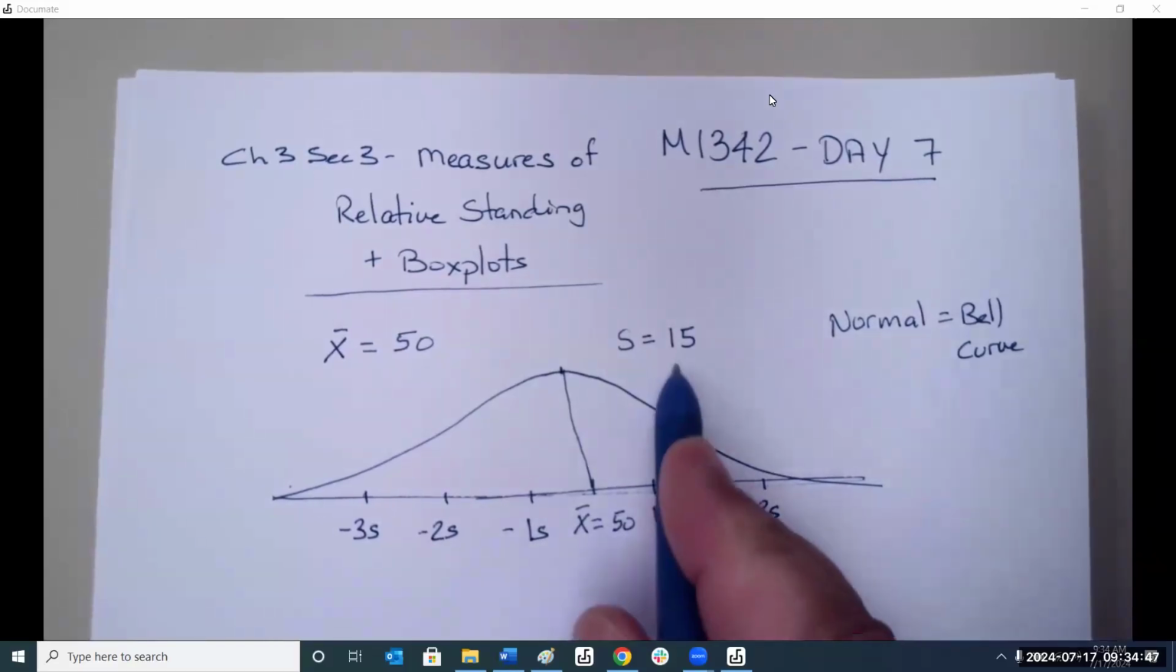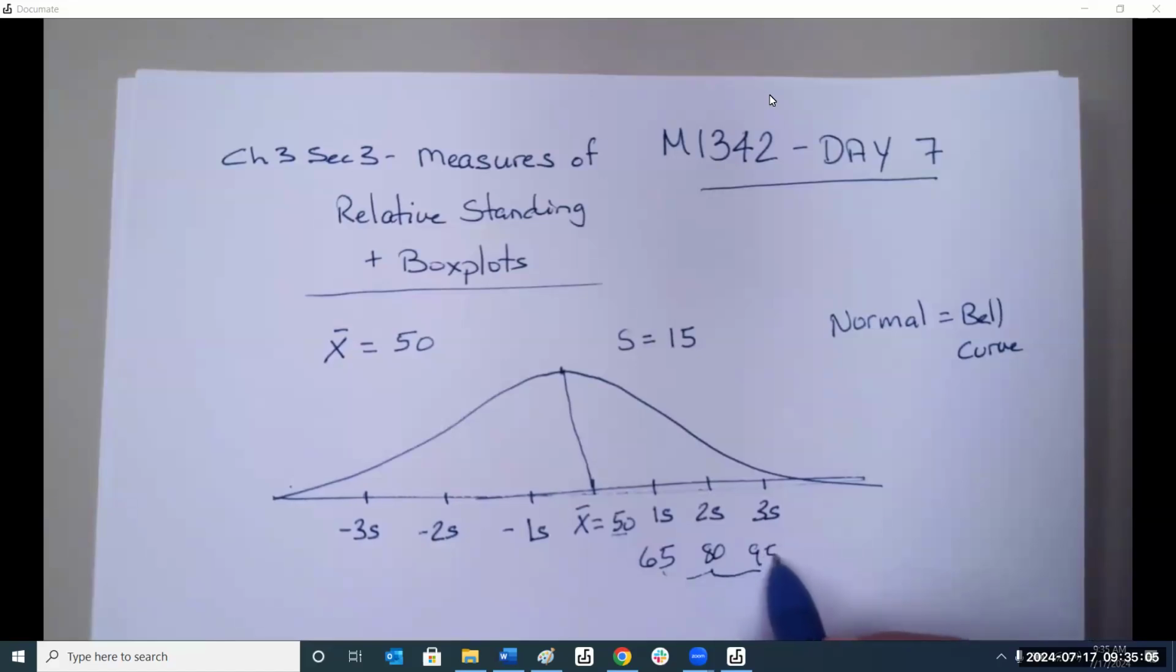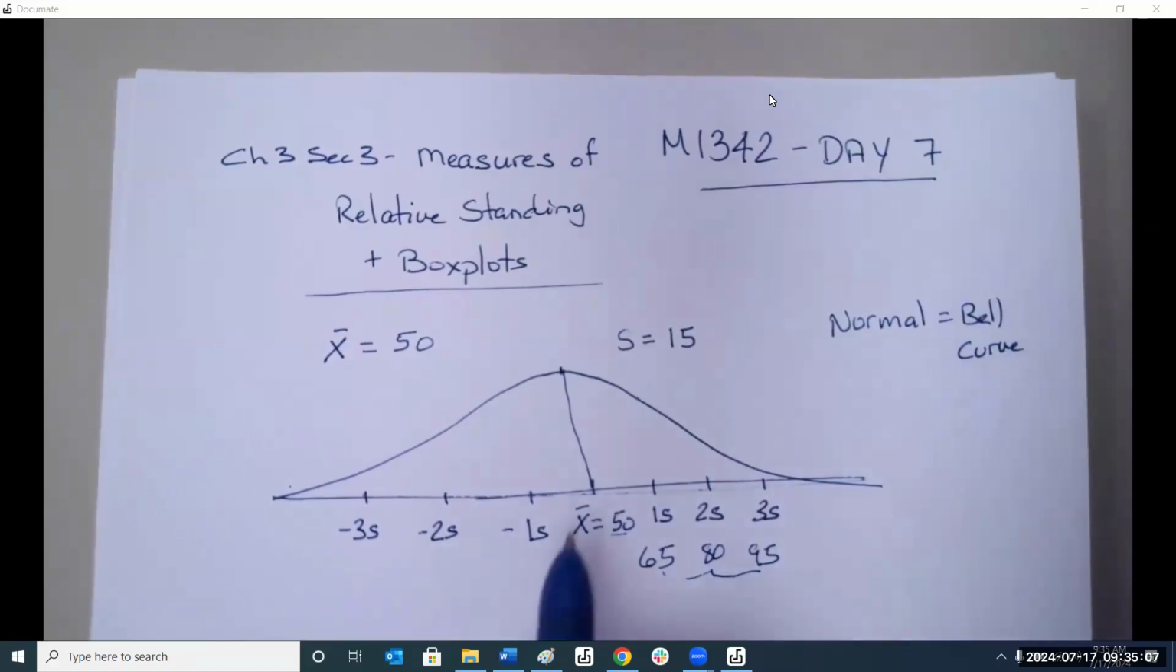So if our mean is 50 and the deviation is 15, as we go to the right, we add 15 to that number. 15 plus 50 is 65. Add 15 more: 65 plus 15 is 80. 80 plus 15 is 95. And going backwards, we subtract. So 50 minus 15 is 35. 35 minus 15 is 20. And 20 minus 15 is 5.